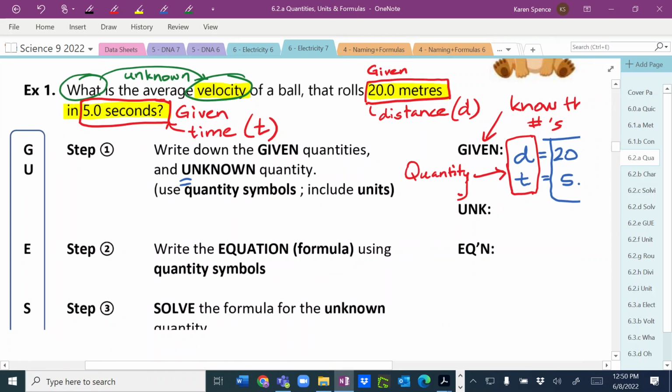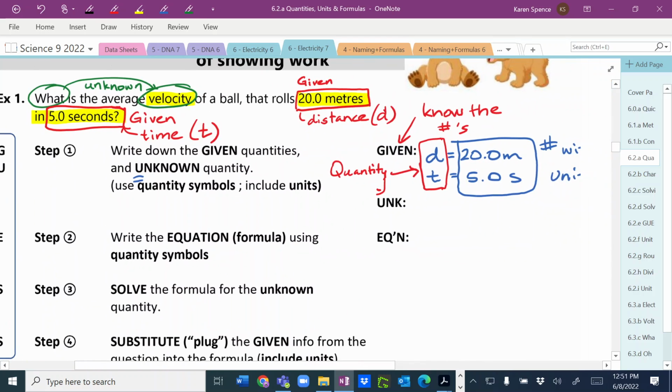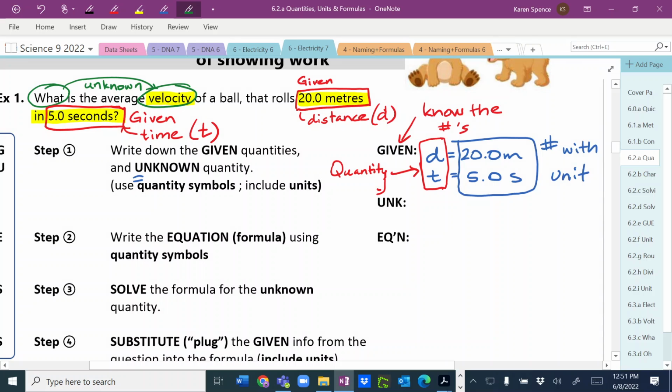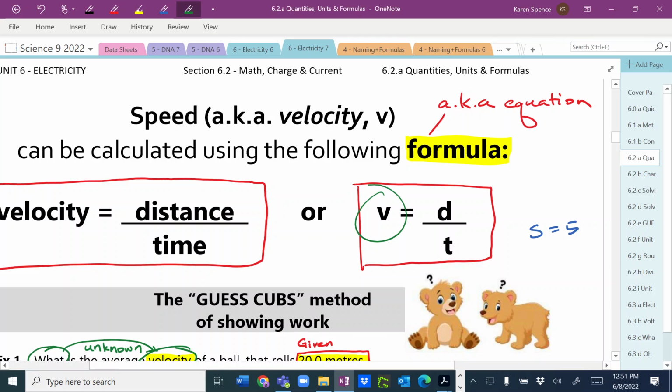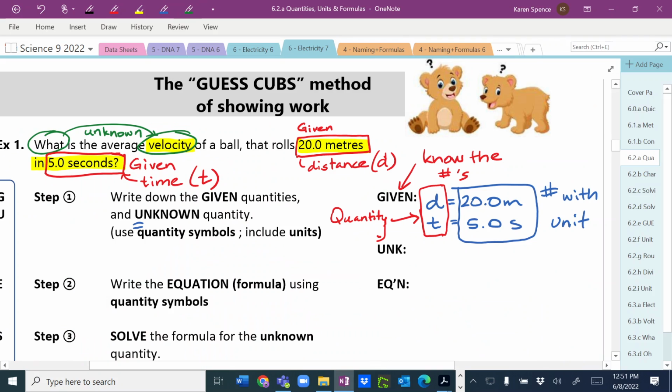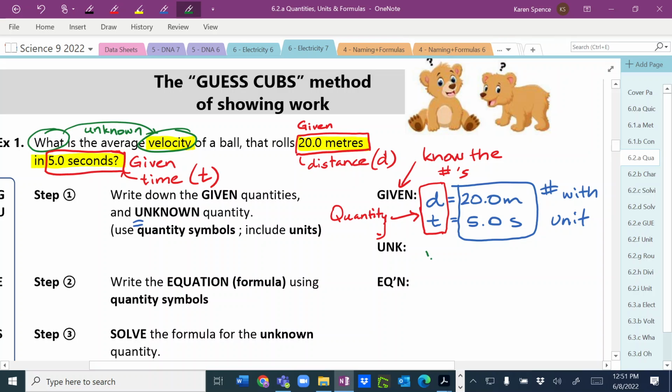So you are going to actually get marks for this if you write down your unknown, and you're going to say velocity. If I don't want to write out all of velocity, what will I write instead? I'm going to write a V, okay, because V is short for velocity. Is it an uppercase V or a lowercase v? Lowercase v. Okay. So we have v is equal to, and then we're just going to put a question mark because we don't know. That's why it's our unknown.